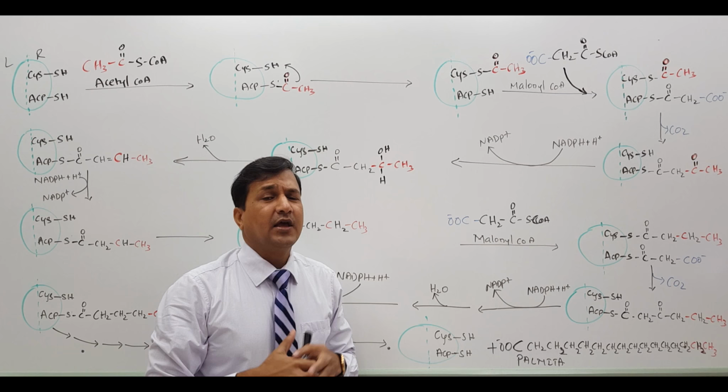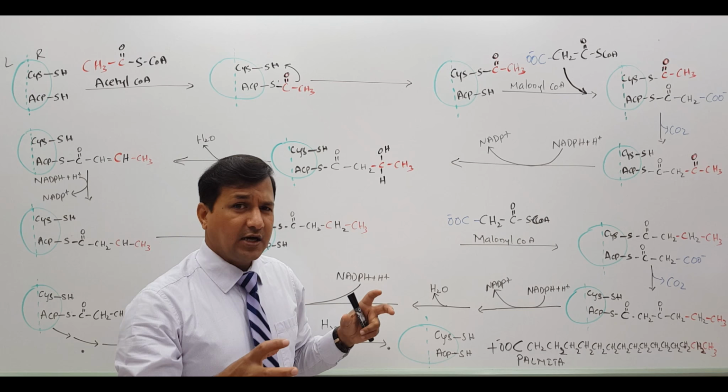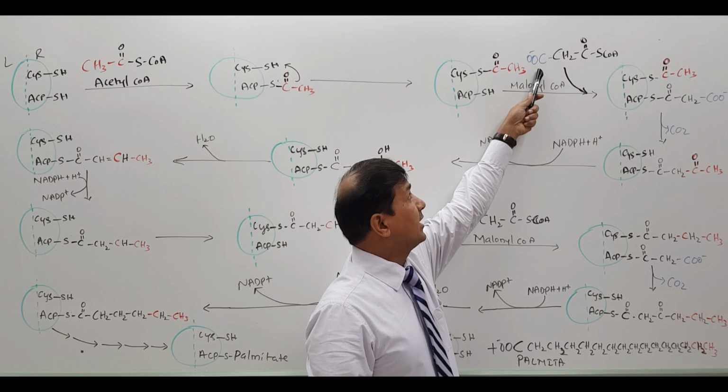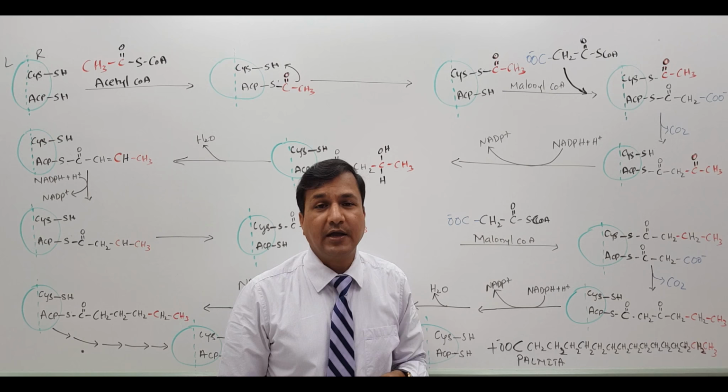Malonyl CoA has three carbons. So two carbons come from acetyl CoA and one carbon comes from carbon dioxide. So this is the three carbon malonyl CoA molecule, which is synthesized by acetyl CoA carboxylase enzyme, the rate limiting and regulated enzyme in fatty acid synthesis.